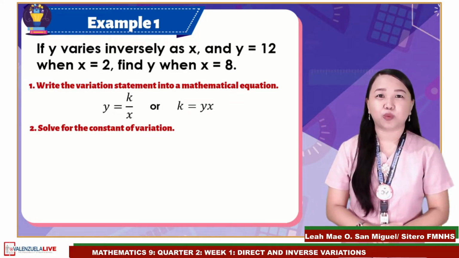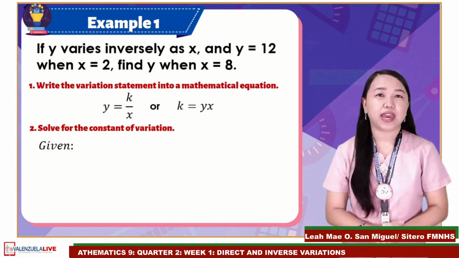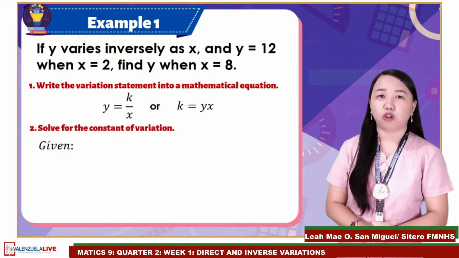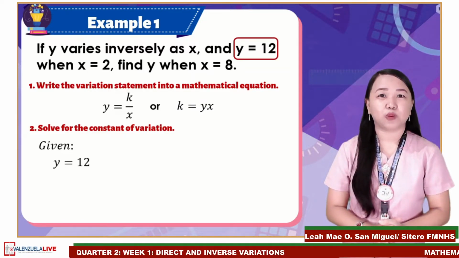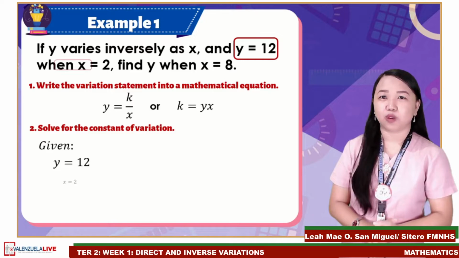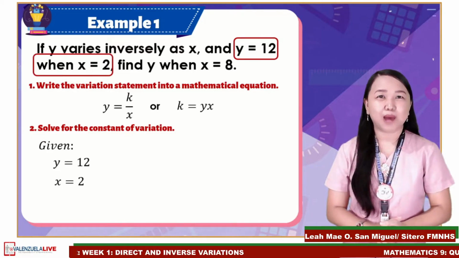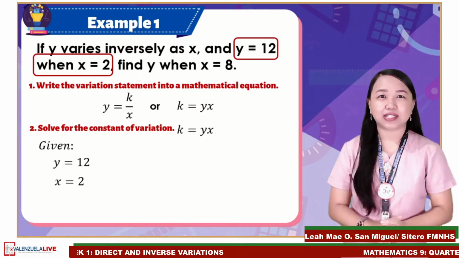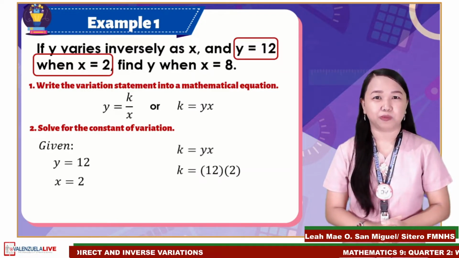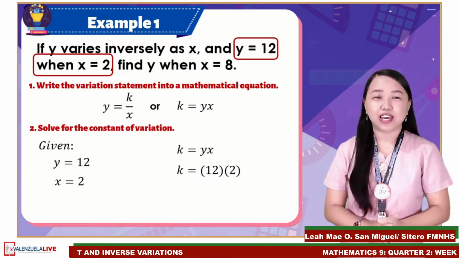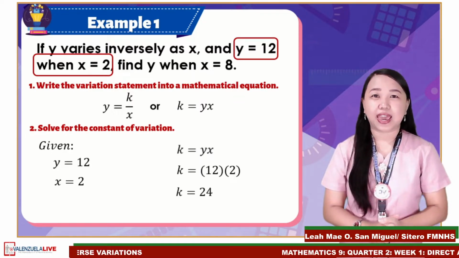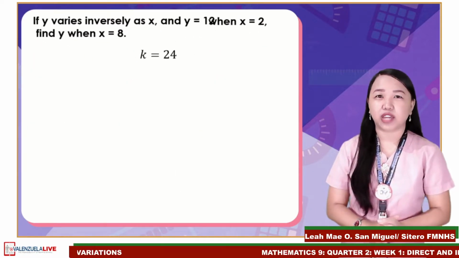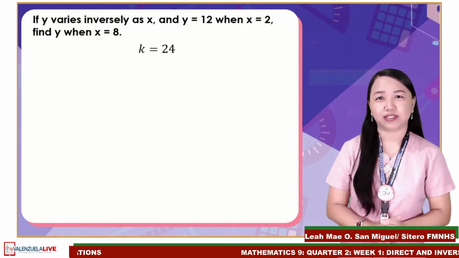Let's use the equation k is equal to yx to solve for the constant of variation. The given are y is equal to 12, and x is equal to 2. By substitution, k is equal to 12 times 2. Simplify. 12 times 2 is 24. Hence, the constant of variation is 24.